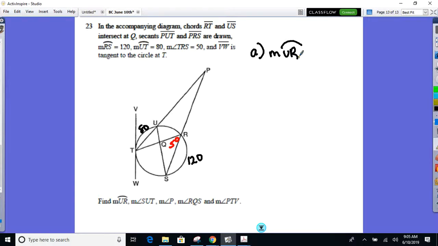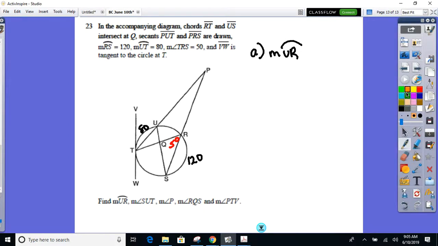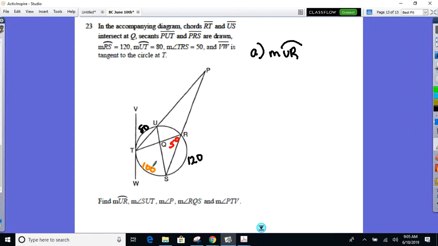What type of angle was TRS? Oh, here we go. It's been a while. That's inscribed. So that's half its arc. So TS should have been 100 degrees. Everybody good? 100?